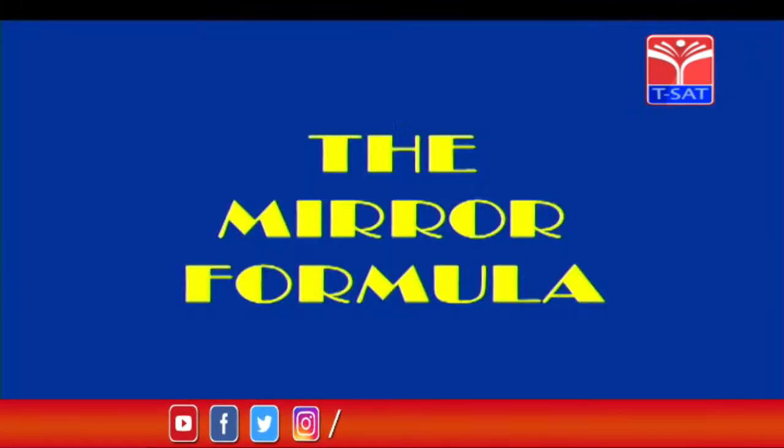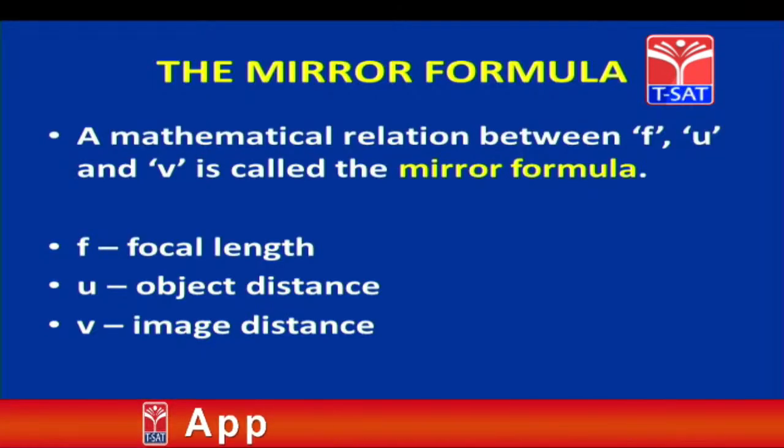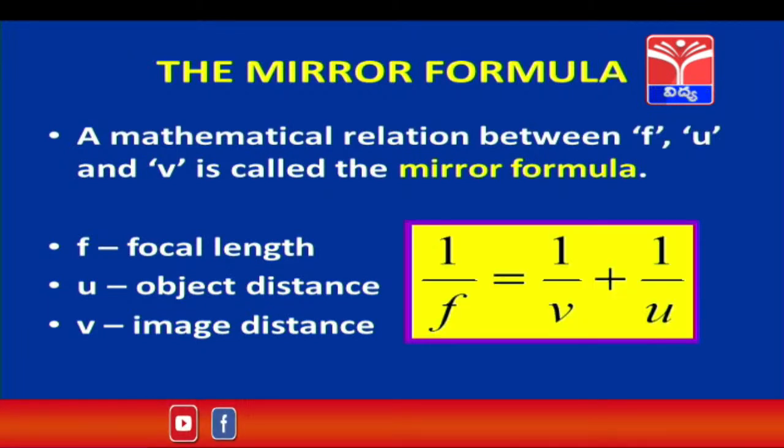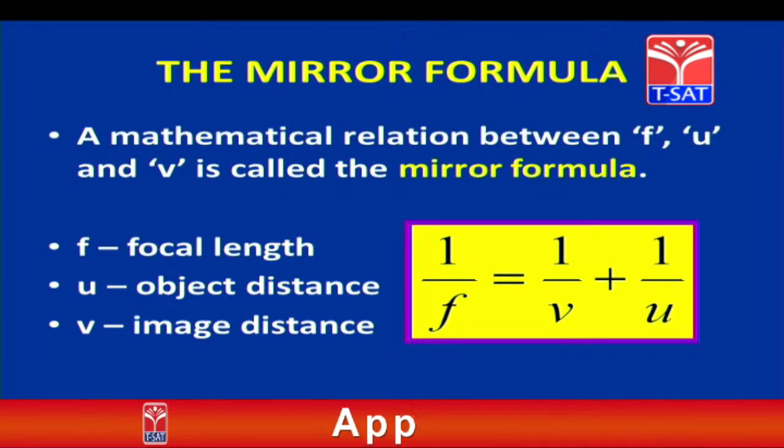So, today we are going to learn about the mirror formula. The mirror formula is a mathematical relationship between f, the focal length of the spherical mirror, u, the object distance, and v, the image distance. And the formula is given by 1/f = 1/v + 1/u. Okay, children? This is also called the mirror equation.